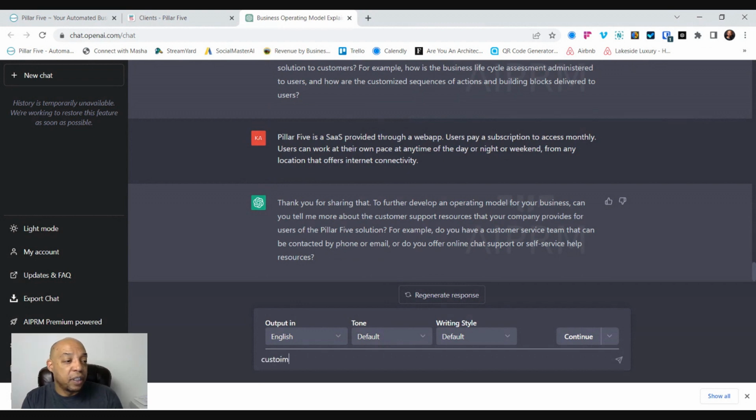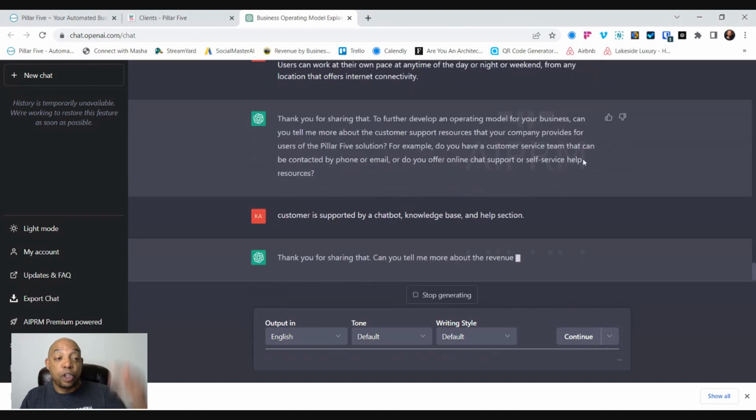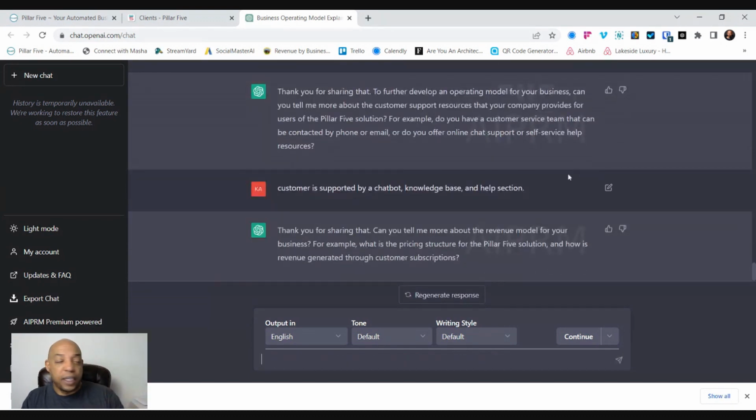Customer service is supported by a chatbot, knowledge base, and help section. Boom, just like that, right? I'm starting to shorten my answers so we can get through this process. Thank you for sharing. Can you tell me more about the revenue model for your business? For example, what is the pricing structure? Okay, yeah, let's keep it simple.